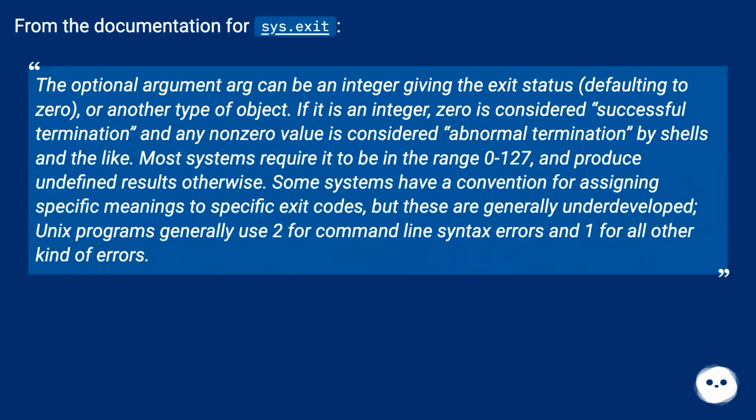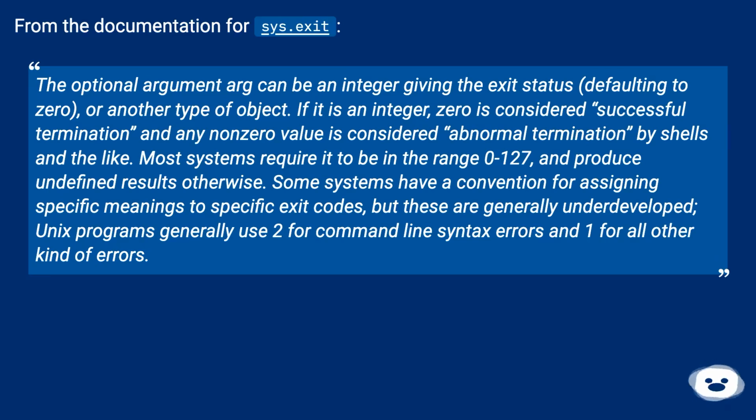From the documentation for sys.exit: the optional argument arg can be an integer giving the exit status, defaulting to 0, or another type of object. If it is an integer, 0 is considered successful termination, and any non-zero value is considered abnormal termination by shells and the like. Most systems require it to be in the range 0 to 127, and produce undefined results otherwise.